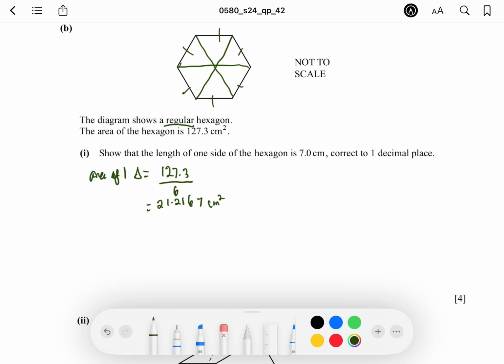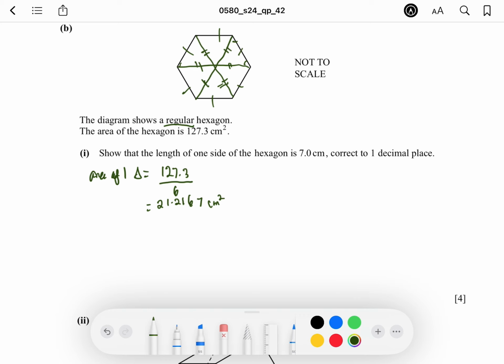Do we know what type of triangle this is? Isosceles triangle? Because they are regular, so definitely that one is equal. Misleading. Okay, that one is equal. That's not necessarily equal to the sides, but you know that the interior ones are equal.